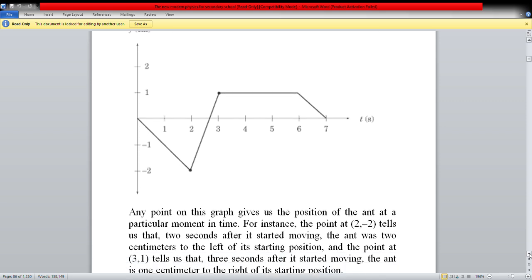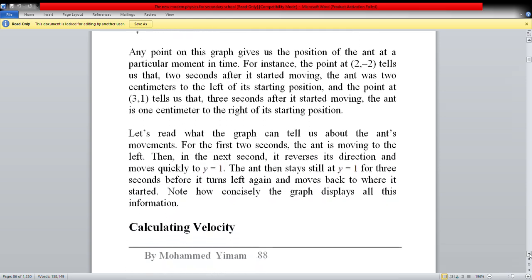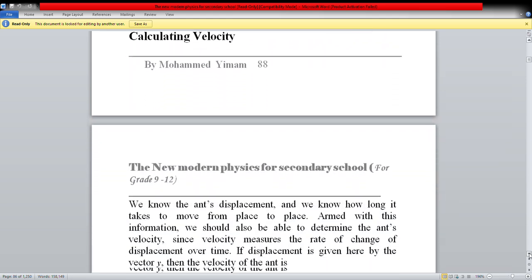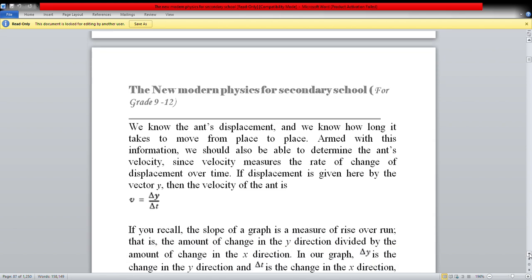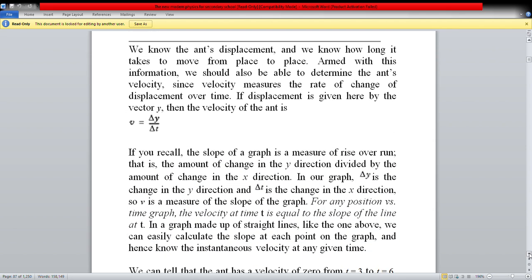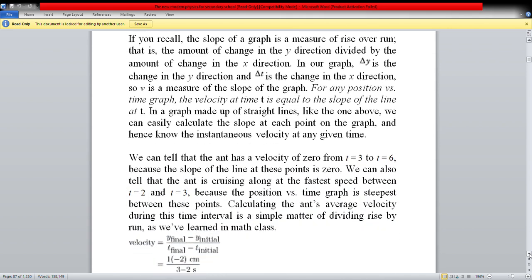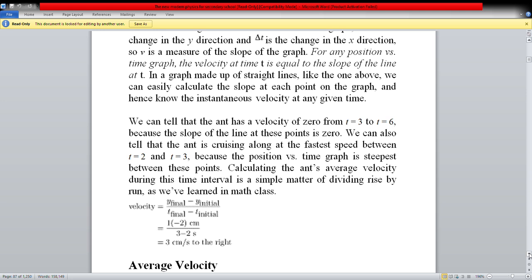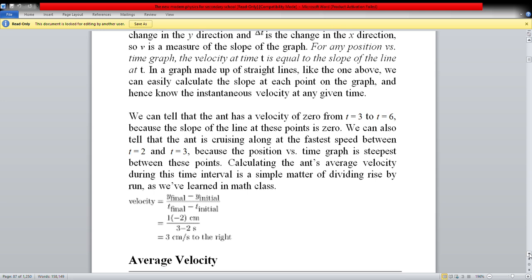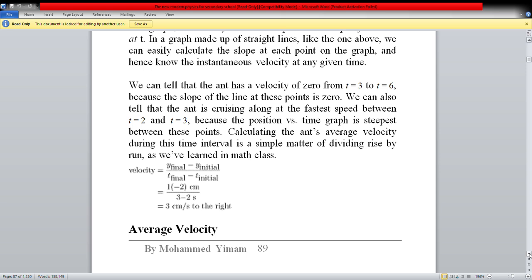Therefore, calculating the velocity, v is equal to change in y over change in t. Let's substitute. Velocity is equal to y final minus y initial over t final minus t initial. That means 1 minus -2, the change in position, in centimeters, over 3 minus 0 seconds. The time it takes is 2 seconds, therefore 3 centimeters per second to the right.